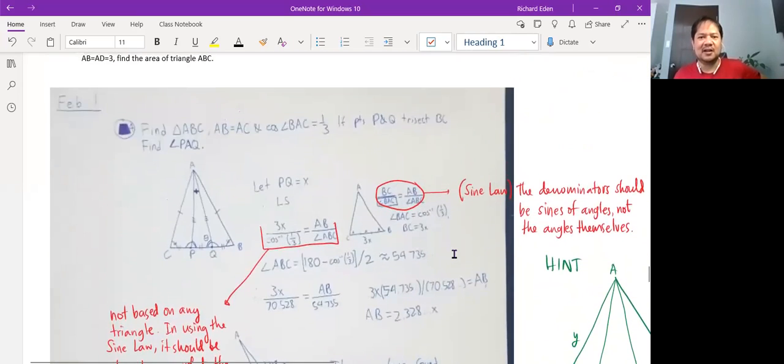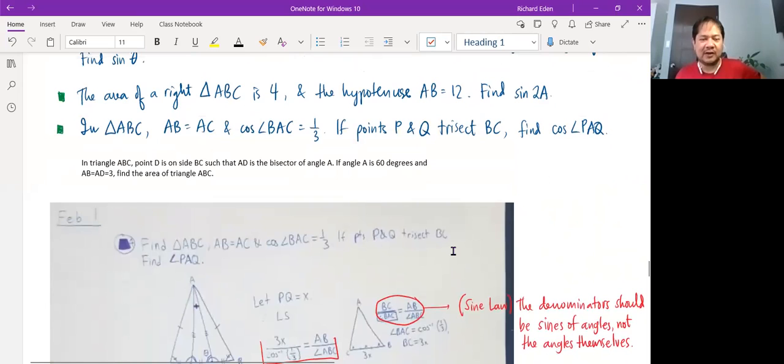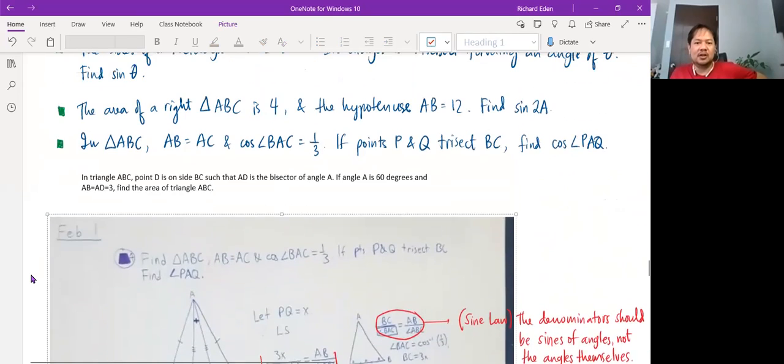Sige, sige. So we have triangle ABC, which is actually isosceles kasi AB equal to AC. So therefore, A is the vertex angle. And then angle BAC, that's angle A, and its cosine is 1/3.